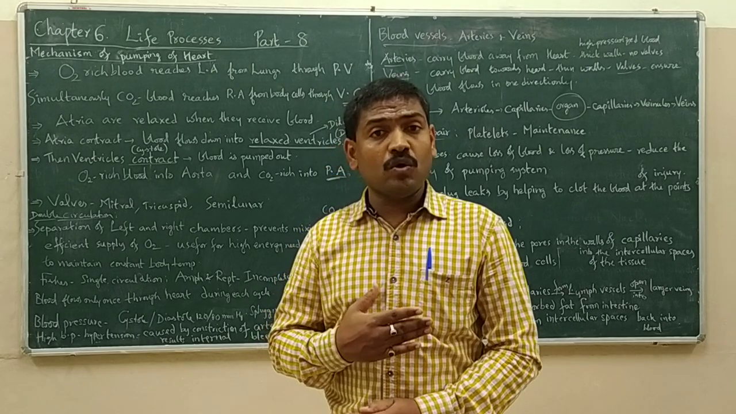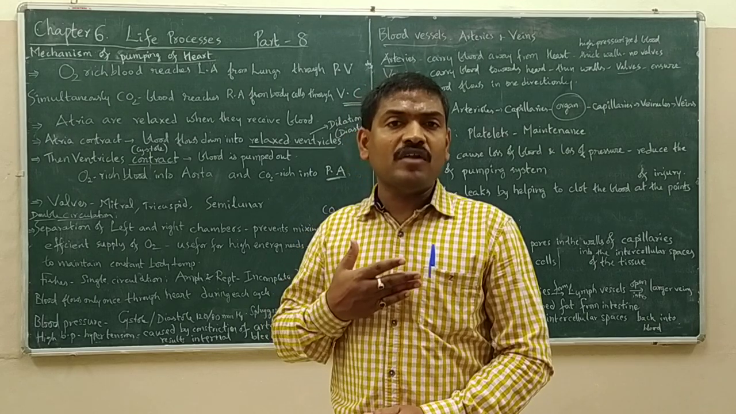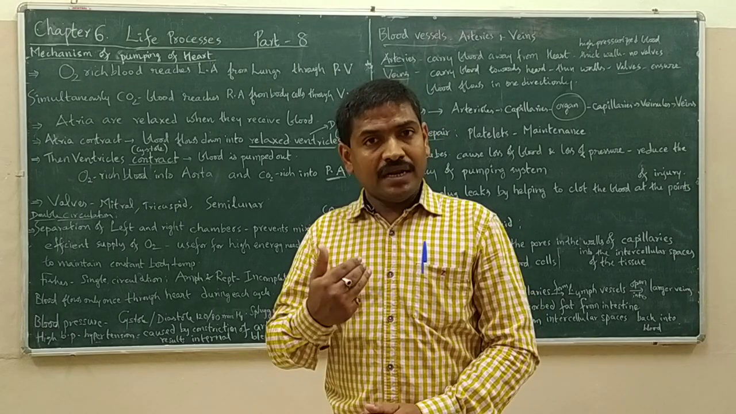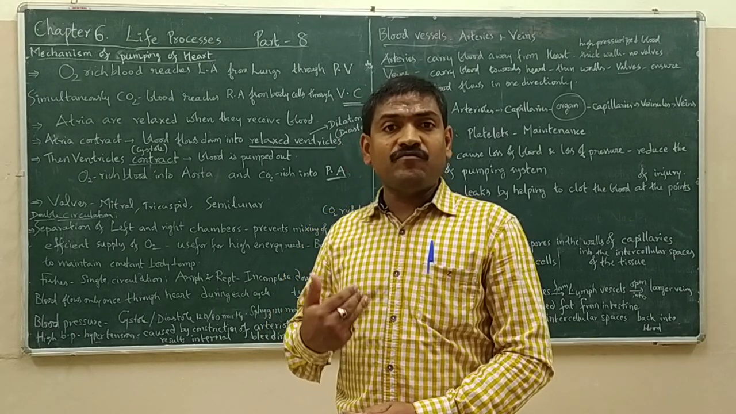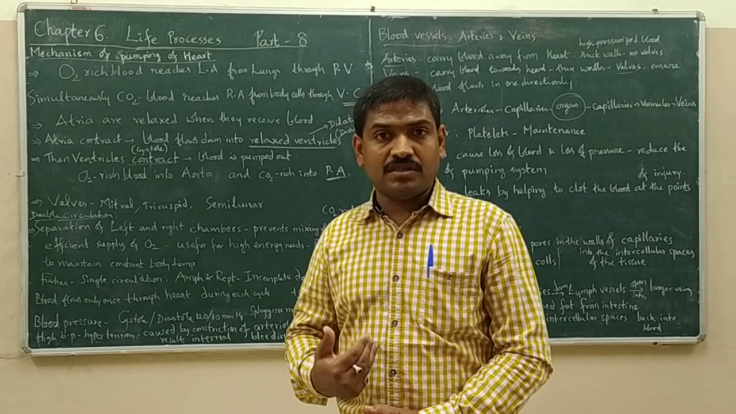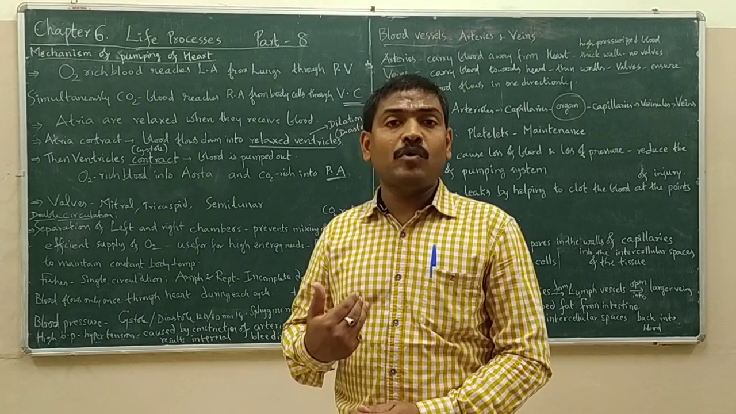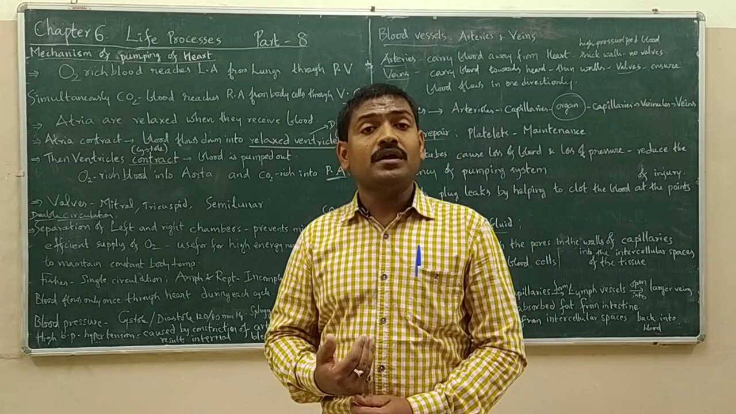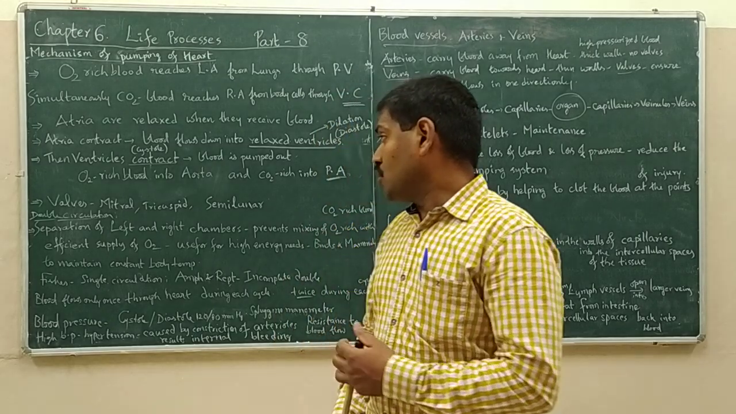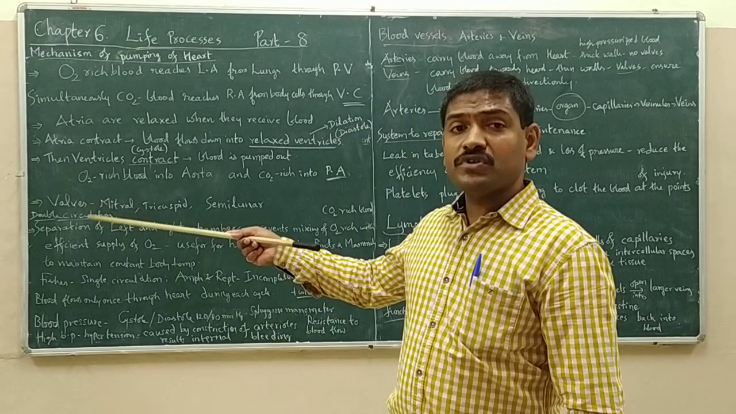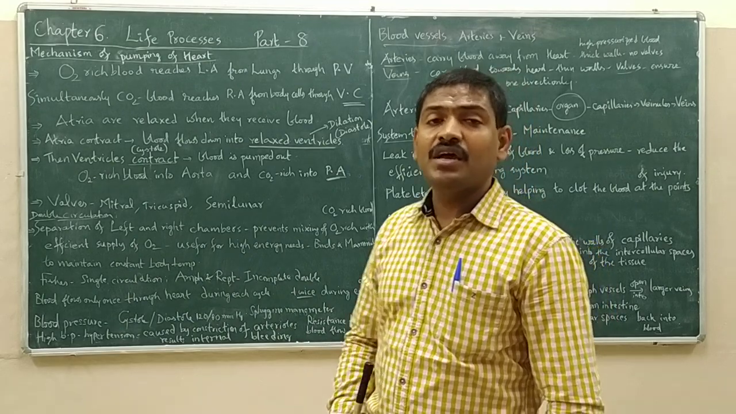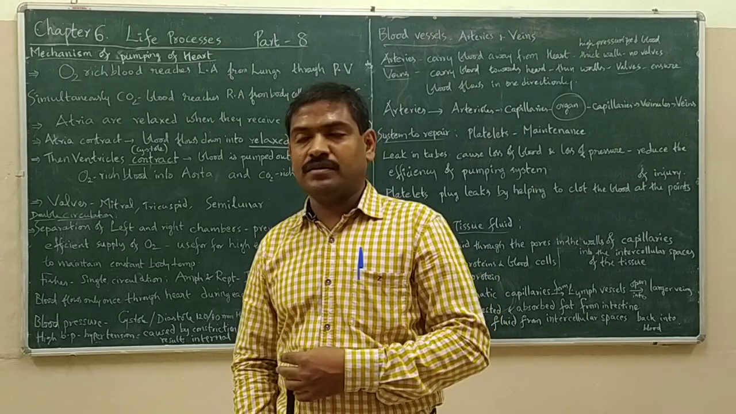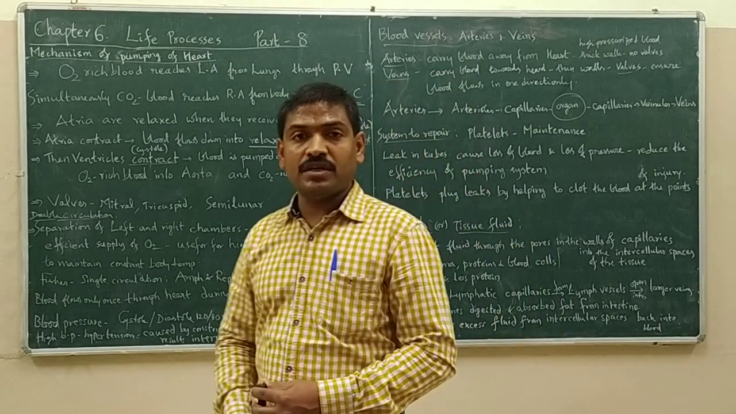Why are these valves getting closed? Blood should not flow back. If the valves are open, blood may flow back. So valves are closed. In the same way, as the blood flows out from the ventricles into the aorta and pulmonary artery, the semilunar valves get closed. This will give a sound dub. So, lub dub. So totally, the valves ensure that the blood does not flow back and flows only in the forward direction. Now coming to circulation types.